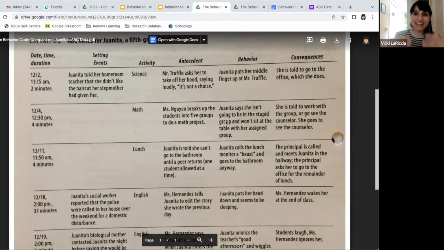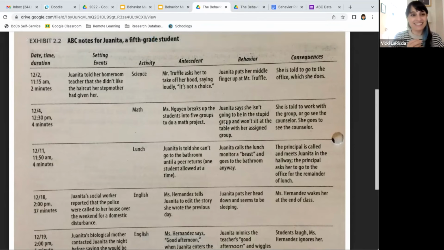So how would we change those consequences so that we don't reinforce these behaviors? Middle finger, telling the group they're stupid, calling the lunch monitor a beast, falling asleep. We want those behaviors to decrease. Someone says, I would listen to her, offer her a choice, remind her that we're all here for her.